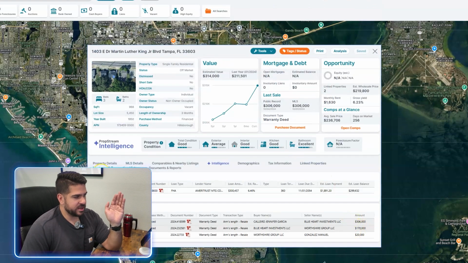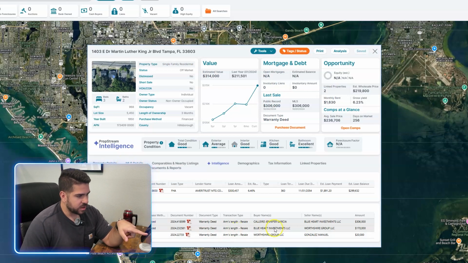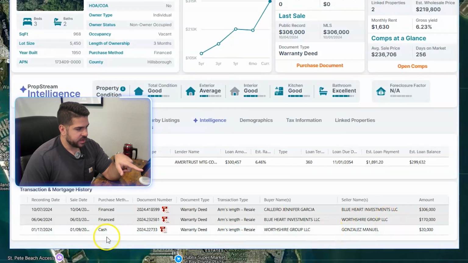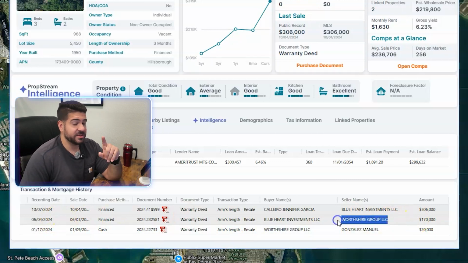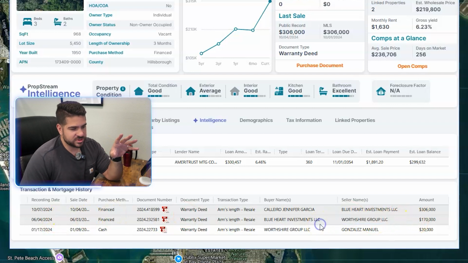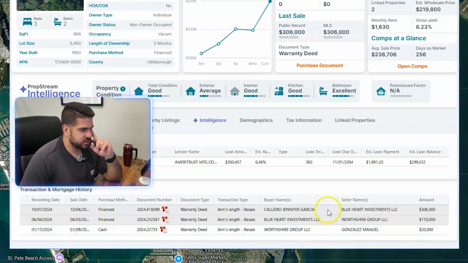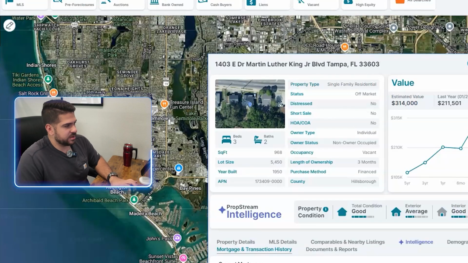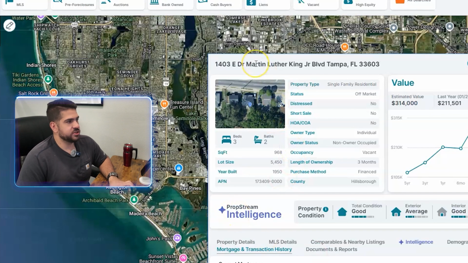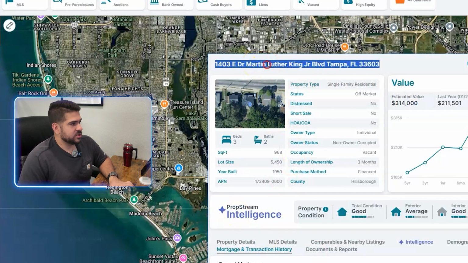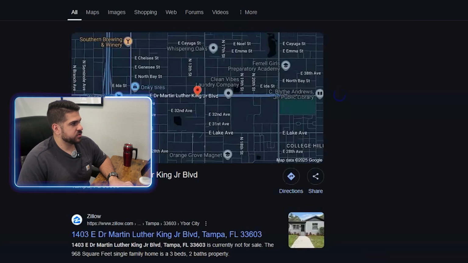And if you look at it, I like to look at the mortgage and transaction history that PropStream provides. And I can see that somebody bought the property for $20,000 and then they resold it for $170,000. They made a good amount of money there. Maybe it was like some kind of a situation. And then these people resold it for $306,000, right? So that property just went up in price like crazy. Let's take a look at it. Let's take a look at some photos.